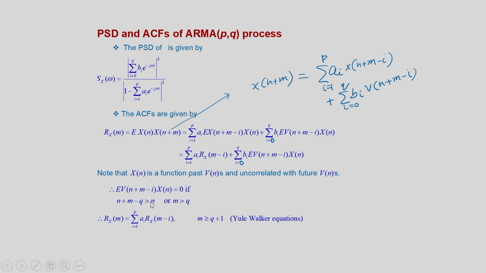Okay. So, this term is greater than this. So, in that case, if m is greater than q, then this term will be equal to 0. Therefore, for m greater than or equal to q plus 1, we will get this equation: R x of m is equal to the summation of a i into R x of m minus i, going from 1 to p. So, this is for values of lag greater than or equal to q plus 1. So, this is a set of Yule-Walker equations.